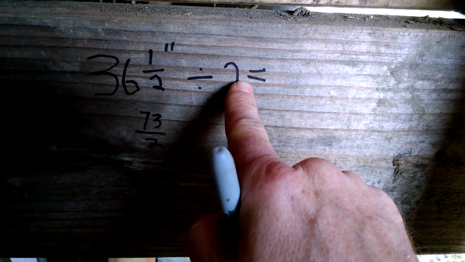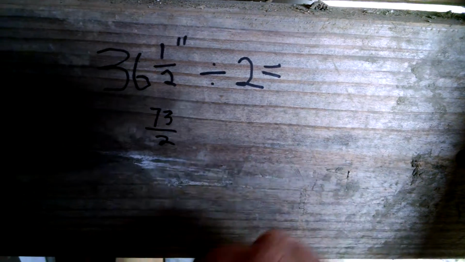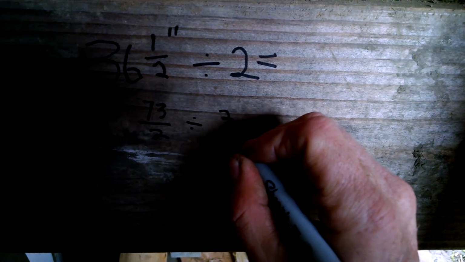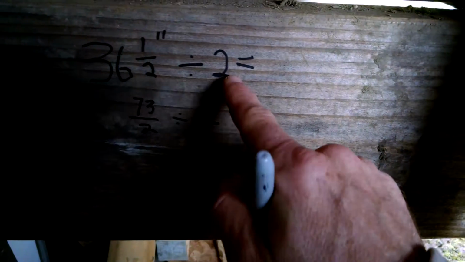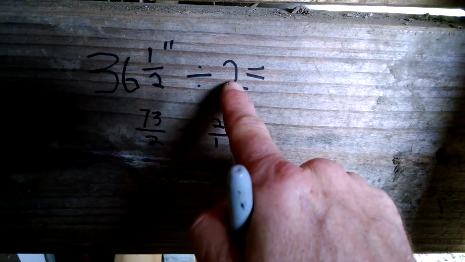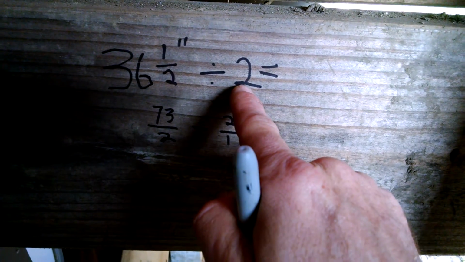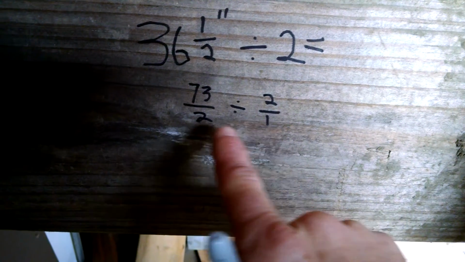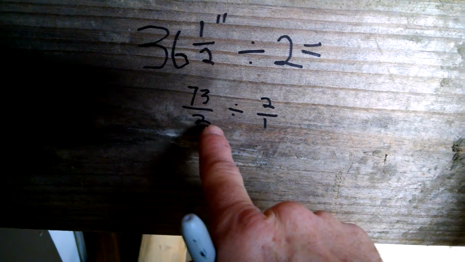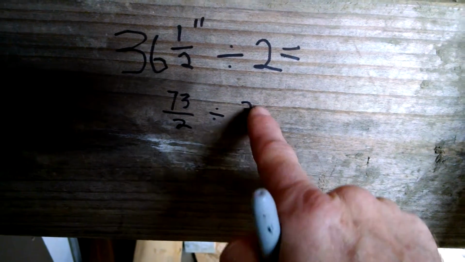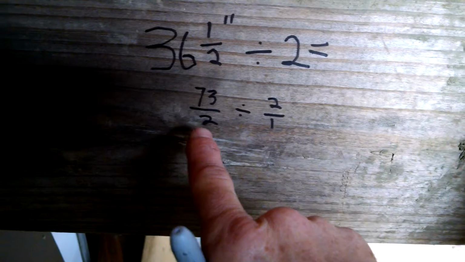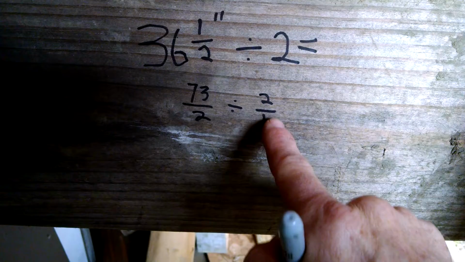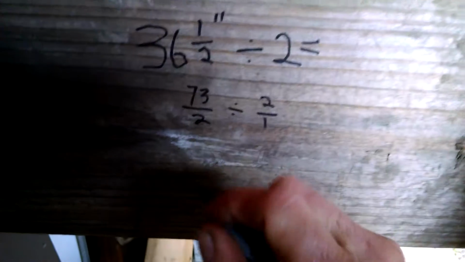Okay, and the easiest way to represent this as a fraction is to make it over 1. 2 over 1. Just like that. That's what this value is, and I can't change the value. I can change how I represent it, but I can't change the value. Alright, so now I've got 73 halves divided by 2 firsts, or 2 over 1. Now, I never divide fractions. I multiply reciprocals. Now, I reciprocate this second fraction here.